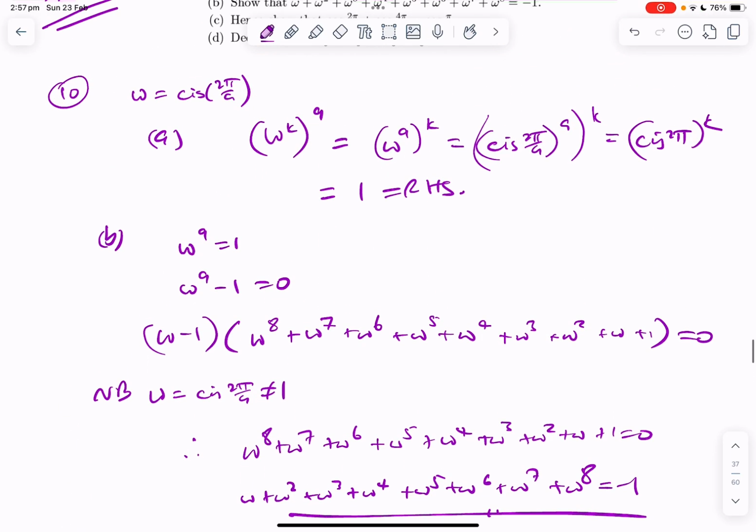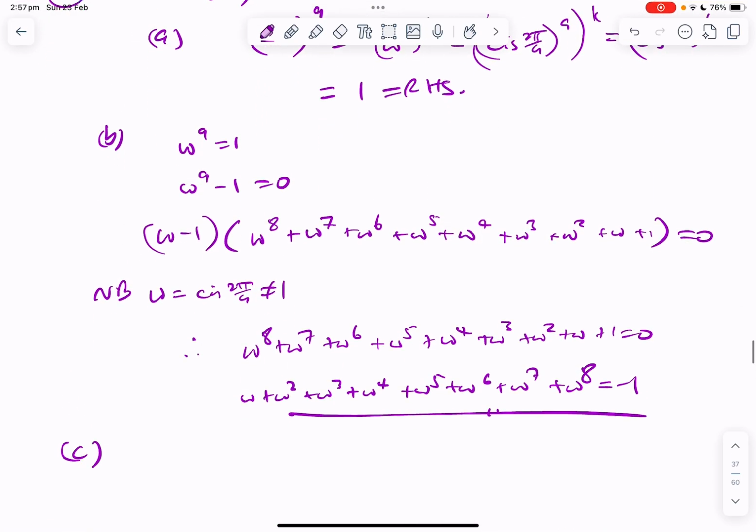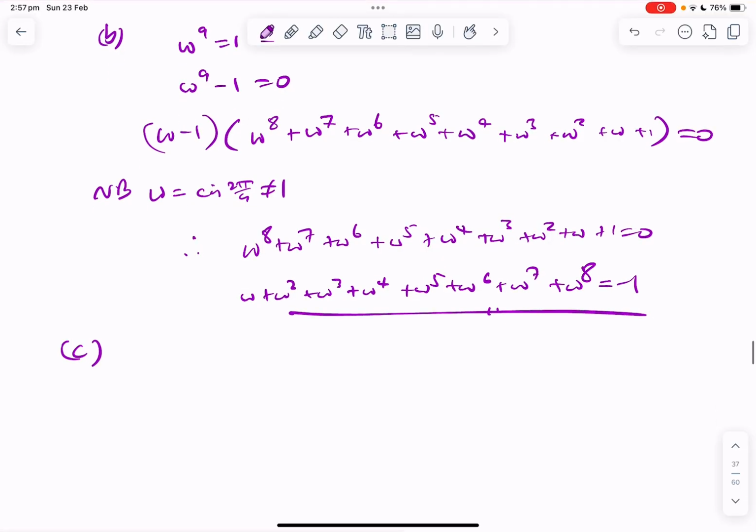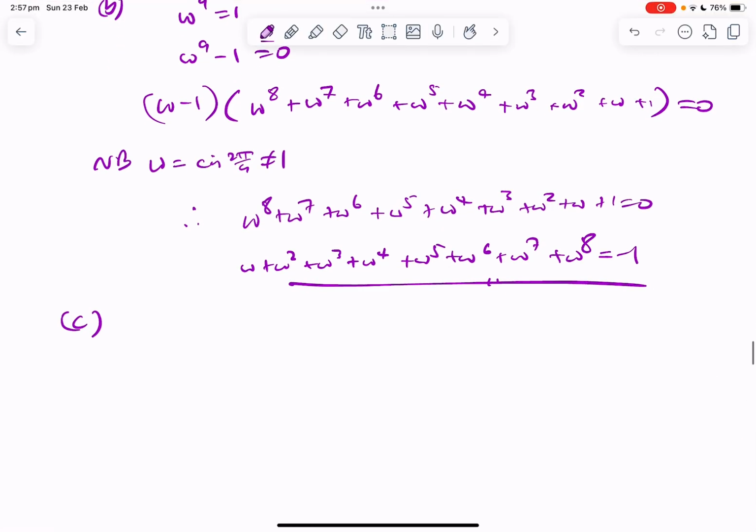Part C, it's something to do with the sum of costs. So I highly suspect that this will all shake out if we just add these things judiciously. Omega is the cis of 2 pi on 9. Omega squared is the cis of 4 pi on 9 by de Moivre's theorem. Omega cubed is the cis of 6 pi on 9, which we're going to write as 2 pi on 3 because that has an exact value.